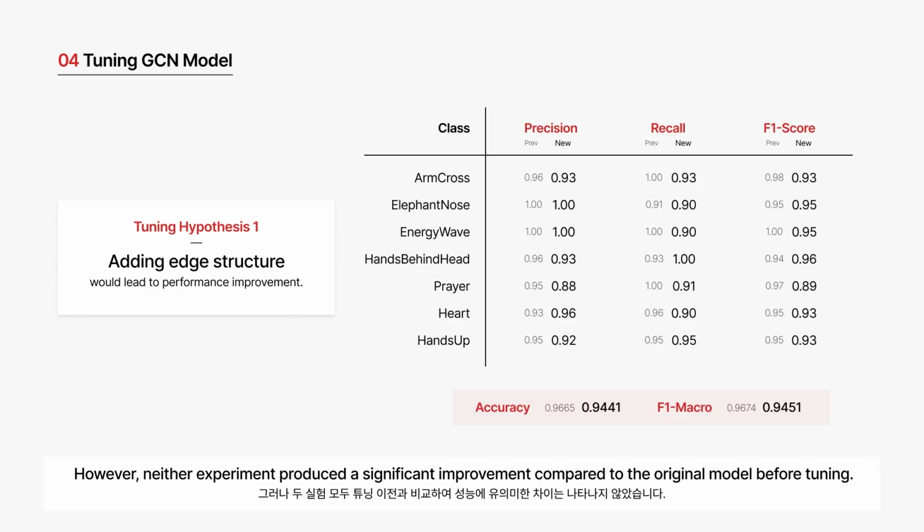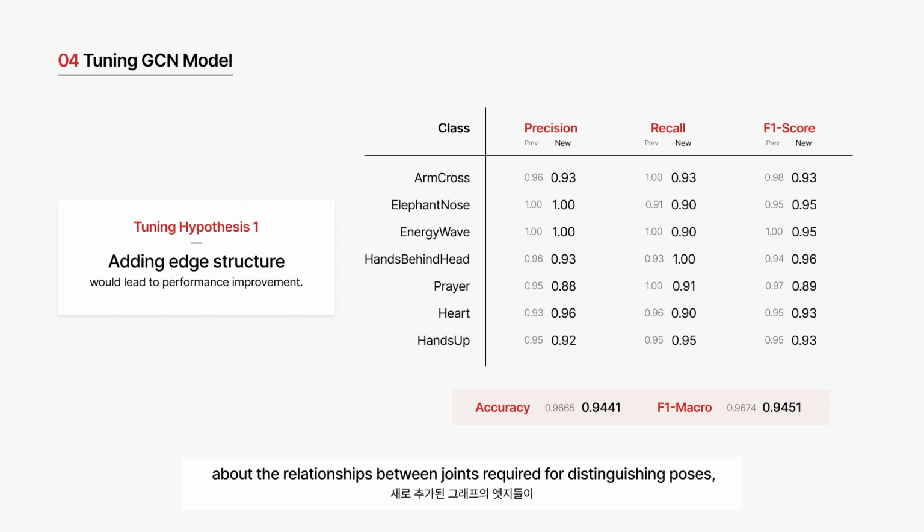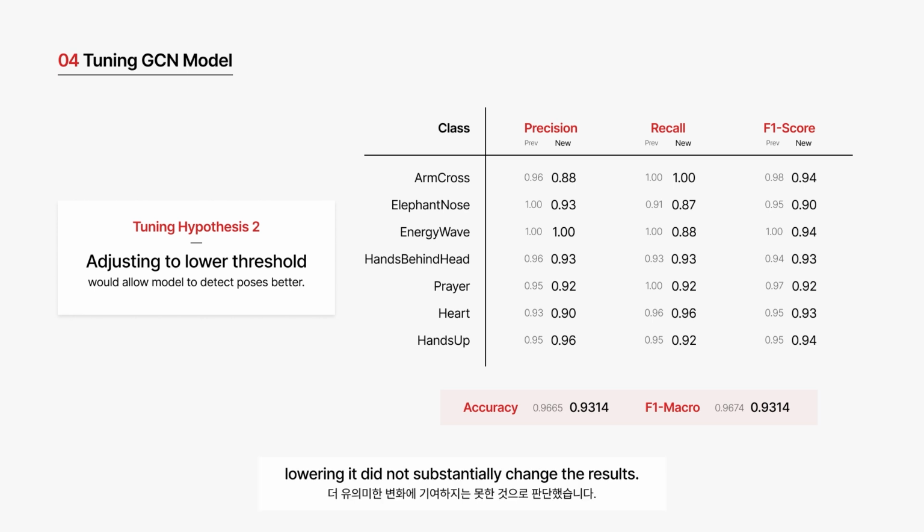However, neither experiment produced a significant improvement compared to the original model before tuning. This suggests that the standard skeleton structure already provides sufficient information about the relationships between joints required for distinguishing poses, meaning that additional edges contributed little new information. Likewise, since the GCN was already recognizing poses with sufficiently high confidence at the original threshold, lowering it did not substantially change the results.